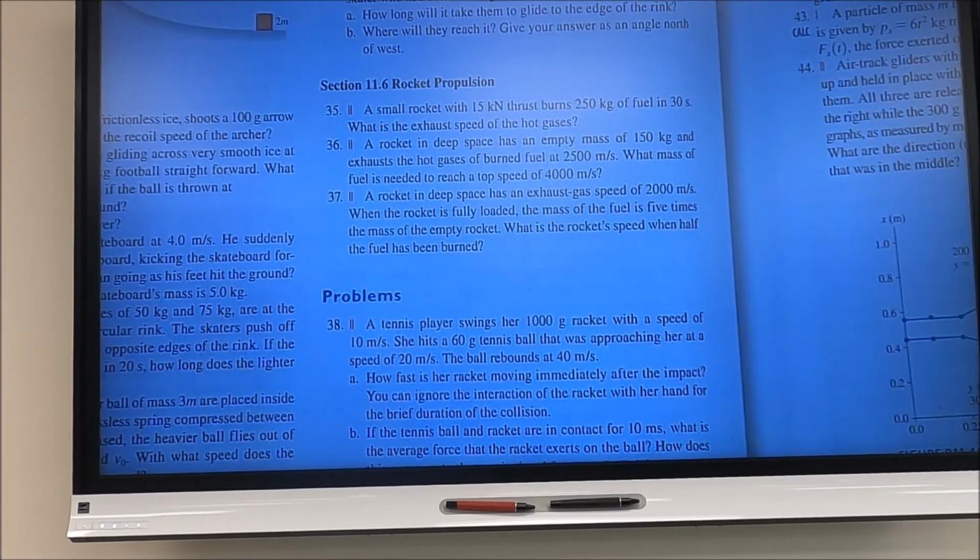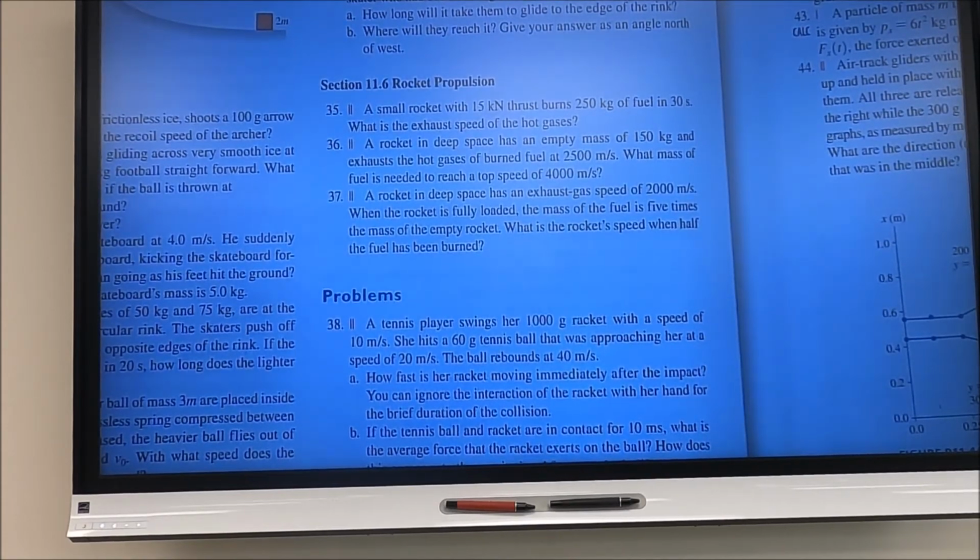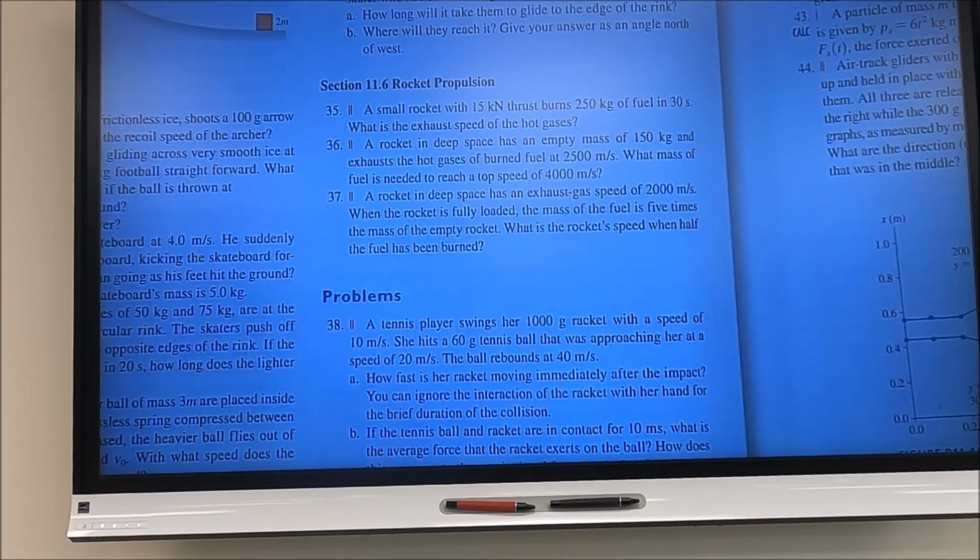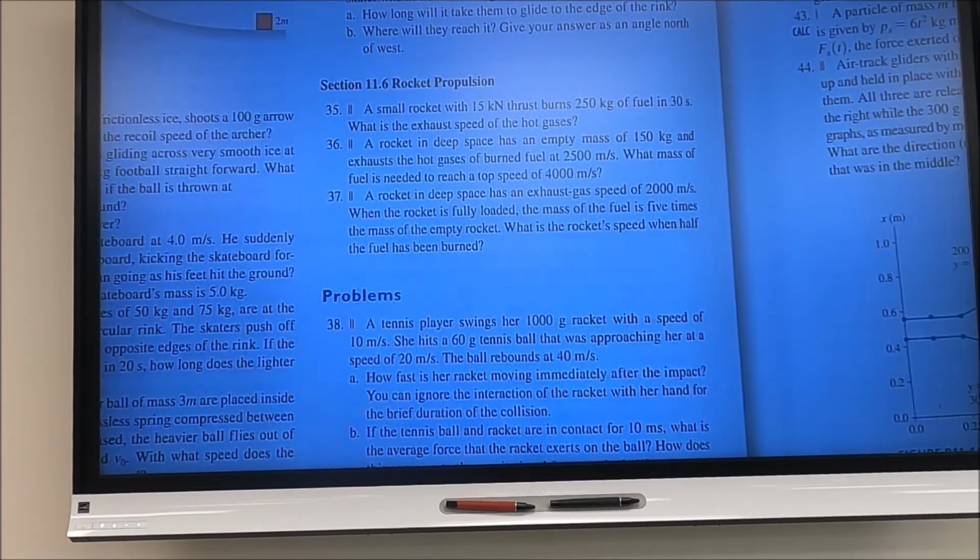It says a small rocket with 15 kilonewton thrust burns 250 kilograms of fuel in 30 seconds. What is the exhaust speed of the hot gases? Ooh, they have changed my problems on me. That's really an explosion problem. We'll look at that one later.